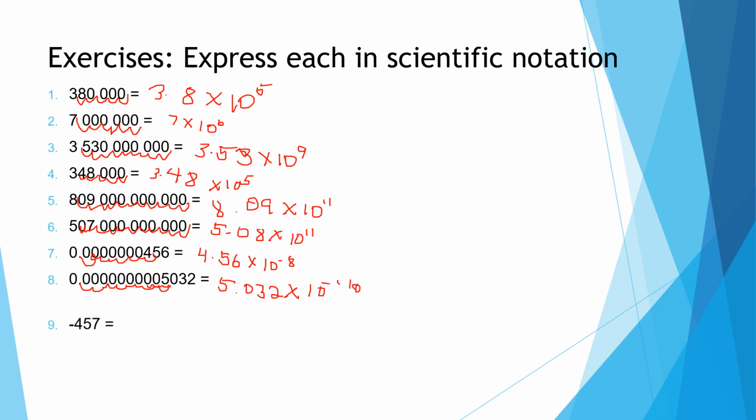Okay, next. Now, since this is a whole number, ang decimal na nandito, 1, 2. Okay? So, negative 4.57 times 10 raised to, okay. Teka, ang gulo ng aking kamay. Erase. Alright. So, times 10 raised to 2. Okay? That's it.